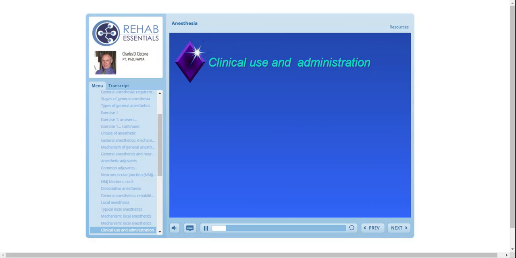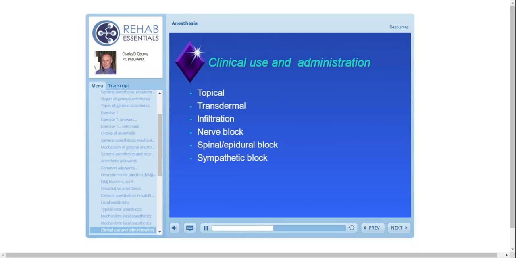Now we're going to get into clinical use of local anesthetics according to the way they're administered, starting with topical, then transdermal. Infiltration, we'll talk about what that is, nerve block, spinal epidural, a sympathetic block, and finally something called intravenous regional anesthesia. So we're talking about these drugs being administered in specific ways to achieve certain goals. So let's get started with these.